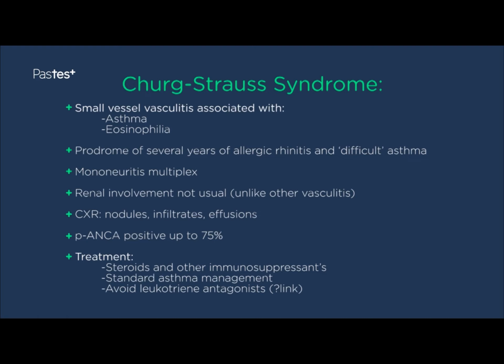There is one important caveat though, and that is that leukotriene antagonists such as montelukast should be avoided, because there is a suggestion that there might be a link between the use of these drugs and the actual development of Churg-Strauss syndrome, although it hasn't been completely validated.